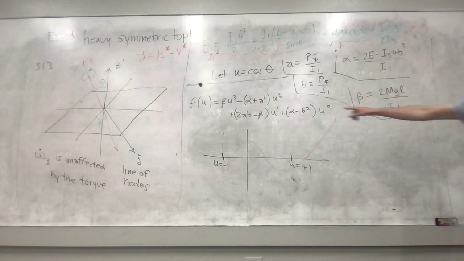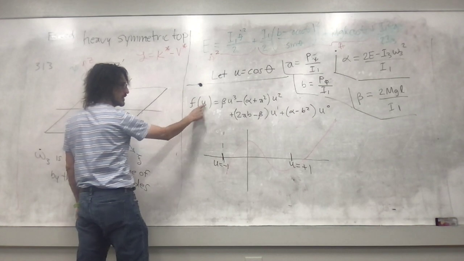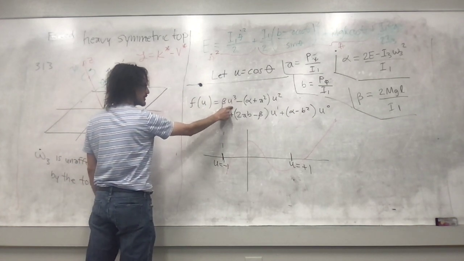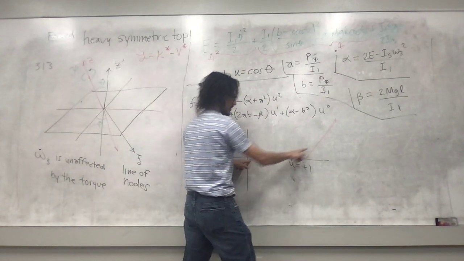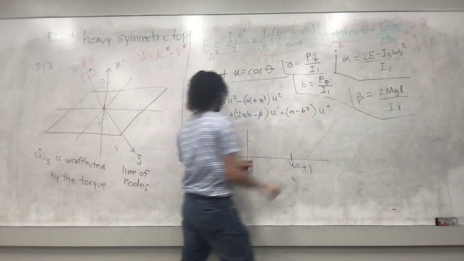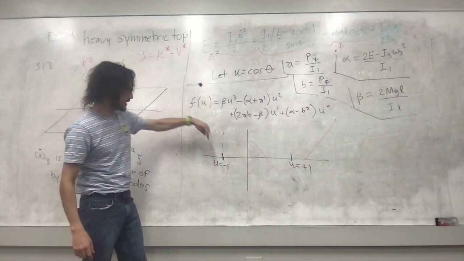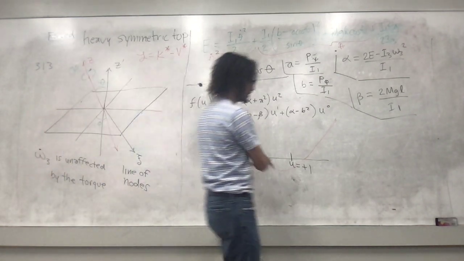If you look at this equation, if u goes to positive infinity, then f of u goes to positive infinity. So this one has to go up. If u is negative infinity, f of u is negative infinity, so this one has to go down, okay? So this is it. This is the only shape that you can have.